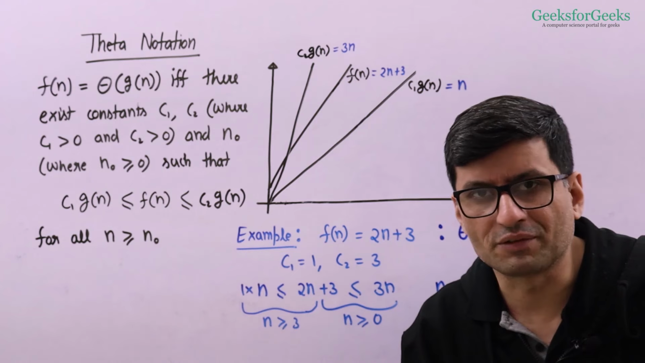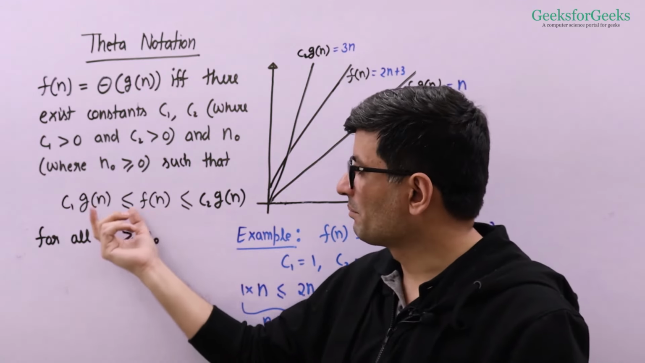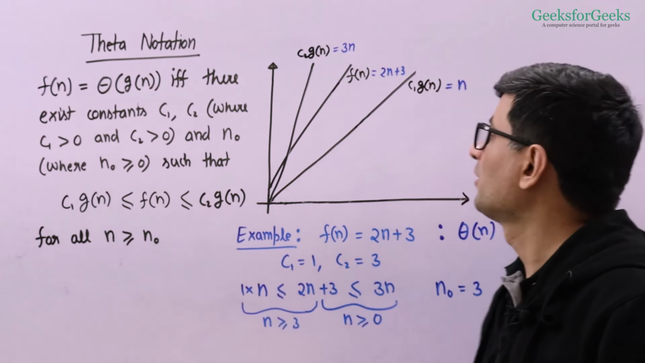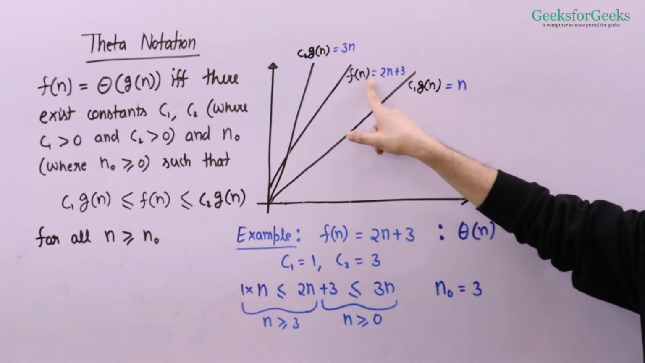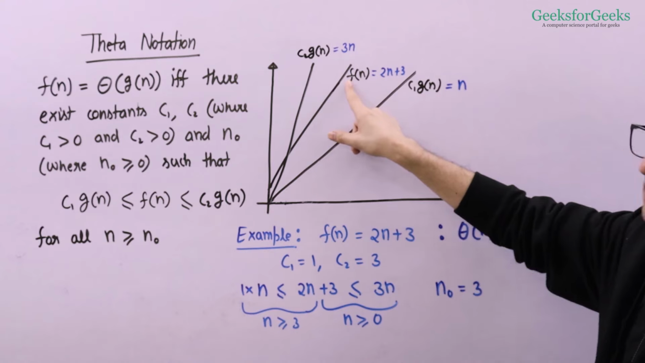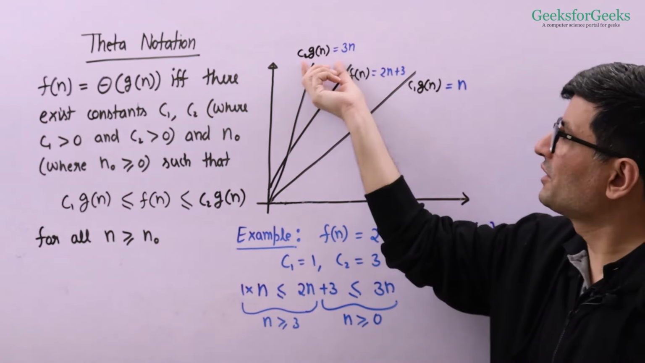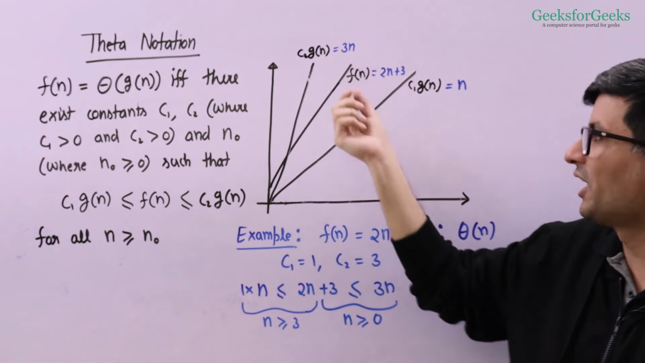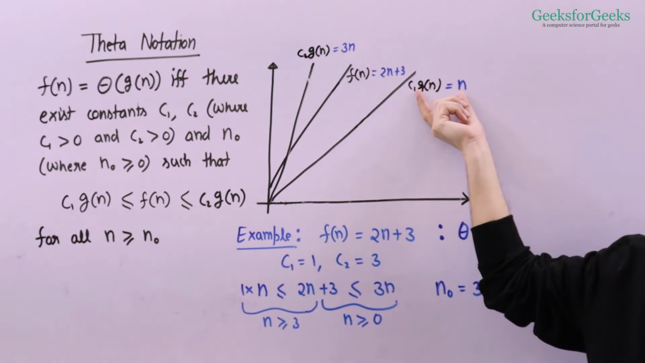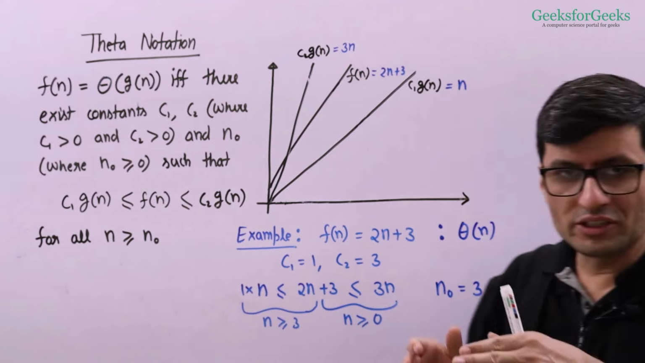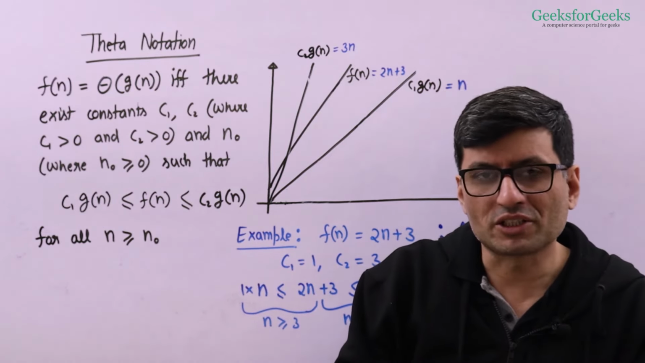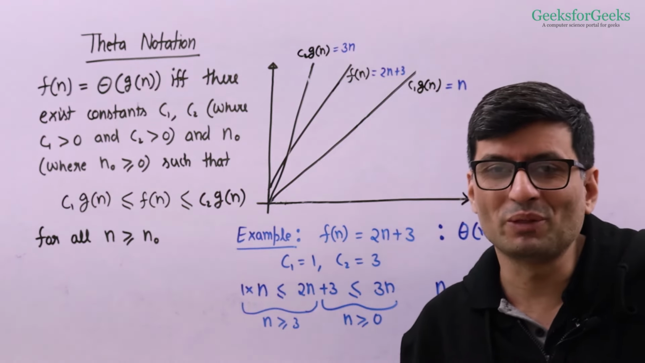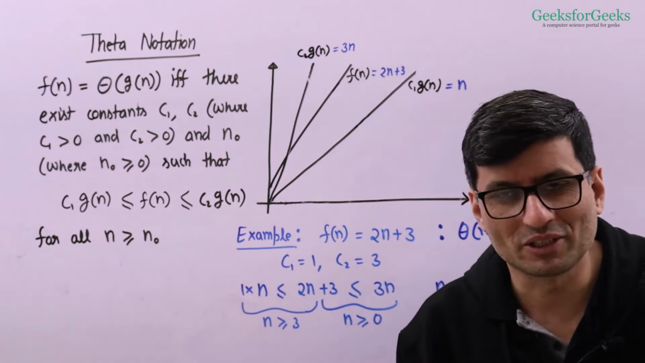So theta notation definition of a function bounds the function from lower side and upper side both. For example, if you see this function 2n plus 3, this line represents this function, right? We have seen this in big O notation, where we found the constant as 3, and we have seen this in omega notation, where we found the constant as 1. So in theta notation, we bound the function from both the sides. And bounding the function from both the sides is only possible when you have the same order of growth, right?